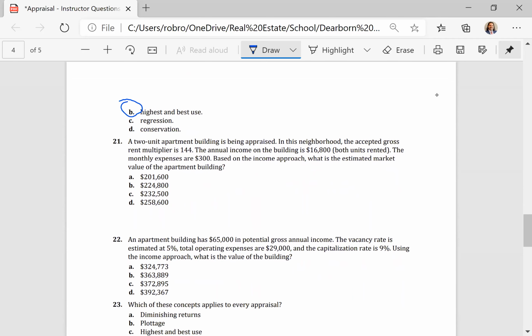All right, 21. A 2-unit apartment building is being appraised. In this neighborhood, the accepted gross rent multiplier, the GRM, is 144. The annual income is $16,800, both units rented. The monthly expenses are $300. Based on the income approach, what is the estimated market value of the building? So the first thing you have to figure out is the monthly rental income. So you're going to do 16,800 divided by 12, and that's going to give you $1,400 of income per month, right? And then what are you going to do? Minus the 300.